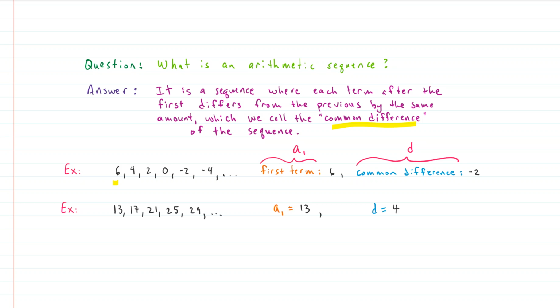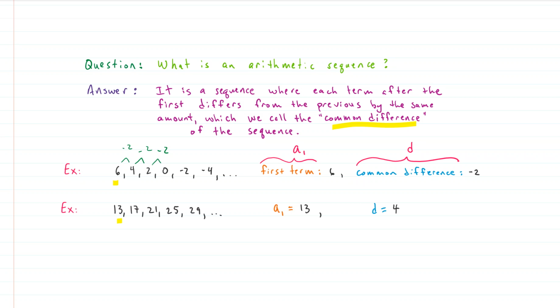So in the first example, we have 6, 4, 2, 0, negative 2, negative 4, and then it keeps going. The first term is 6. The first term is just given to us, and we call the first term a sub 1. But after that, each successive term differs by the same amount. Each of these terms differs by 2 after. So 6 minus 2 is 4, 4 minus 2 is 2, 2 minus 2 is 0, and so on. So our common difference is negative 2, and our first term is 6.